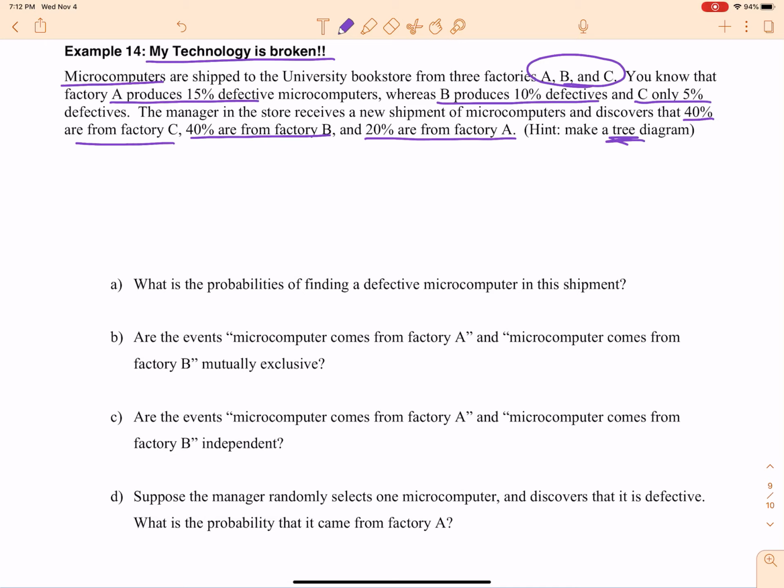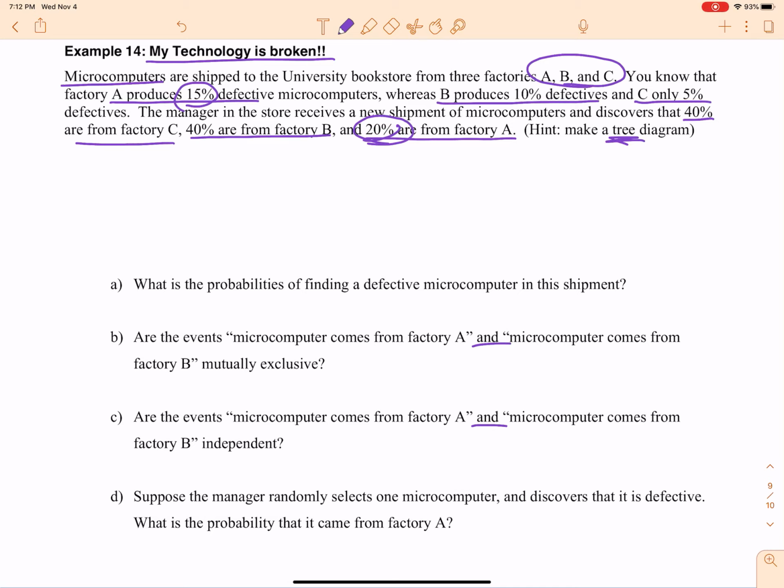Well, for this particular problem, you're given some conditionals. If it's from factory A, okay, that means 20% are produced in factory A. If it comes from A, I can expect about 15% of those microcomputers to be defective. All right, so these are problems in which you're given a conditional and you're asked for unions and intersections. So if you'll notice down here in the question, and that's an intersection, all right? So the first thing we're going to do is set up the tree.